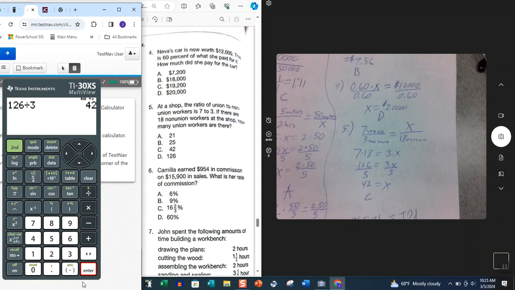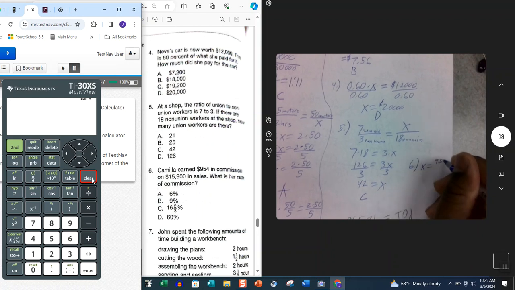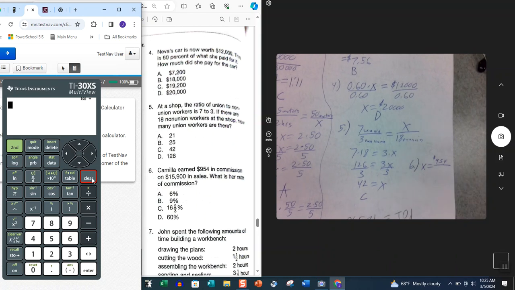Okay, problem number 6. It says Camilla earned $954 in commission on $15,900 in sales. What is her rate of commission? Okay, so basically, so number 6, we got X is equal to, she earned $954 in commission out of $15,900 in sales.